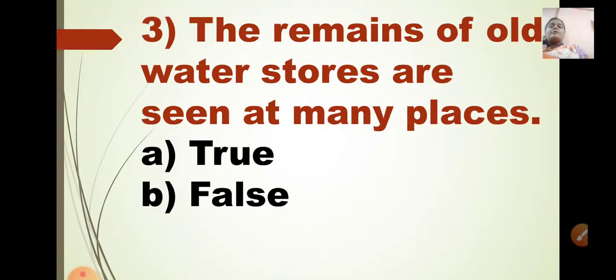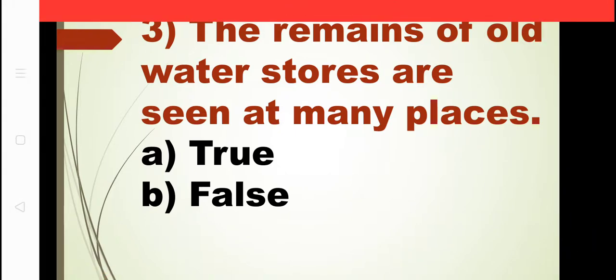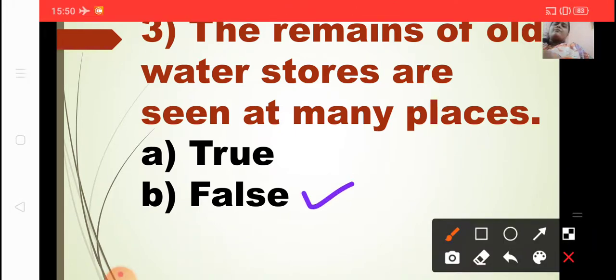Now look at the third one. The remains of old water stores are seen at many places. The remains of old water stores, like wells, or you can say water tanks of forts. Is it true or is it false? It says they are seen at many places. So it is definitely false. You find them at only a few places. So it is false. Okay.